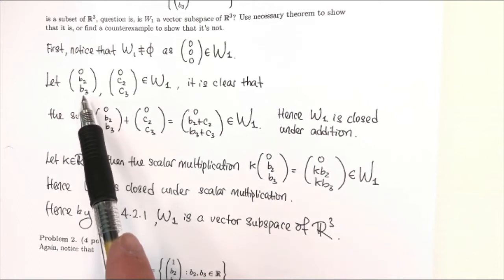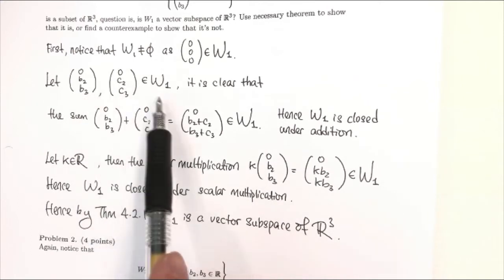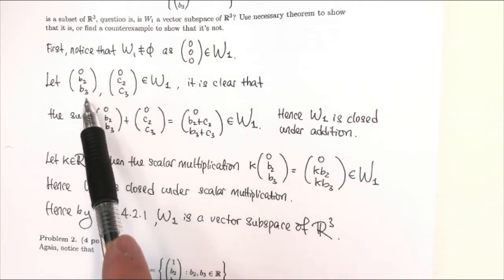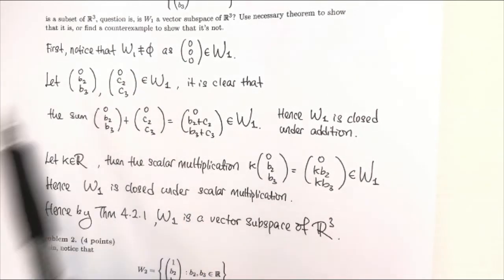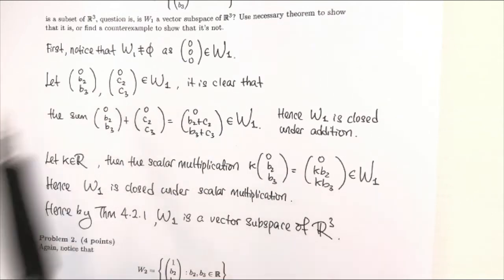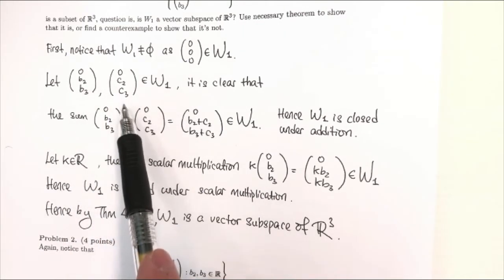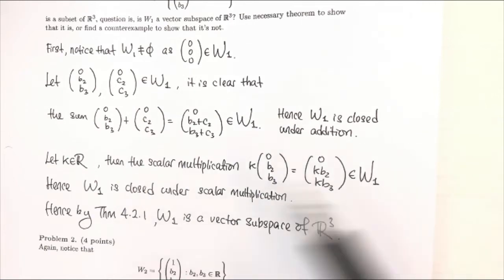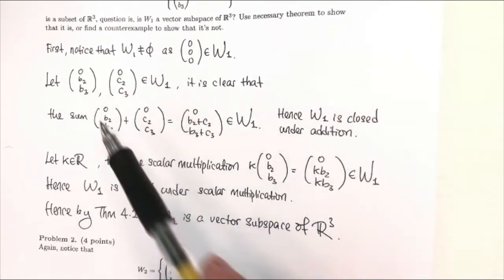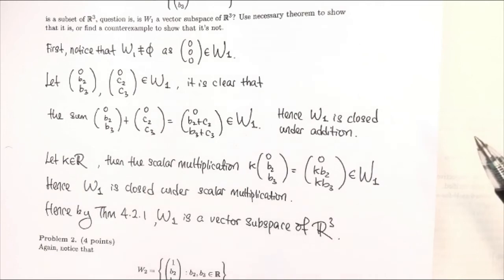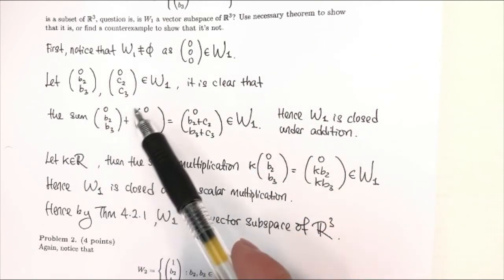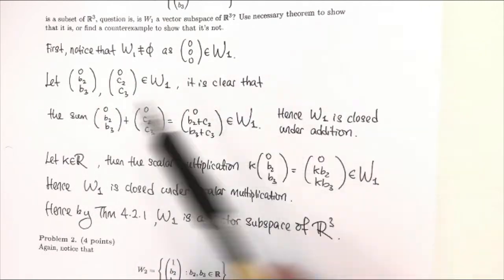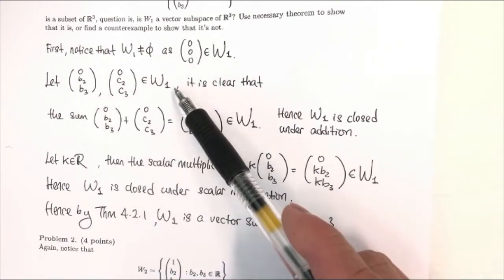So suppose I have two different elements from W1. Let's call one (0, B2, B3) and let's call another one (0, C2, C3). Now, I make no particular assumptions on B2, B3, C2, C3. They are just any real numbers, okay? If I say that B3 is 0 or C3 has to be 1, then I am not making a general argument, okay? So (0, B2, B3) and (0, C2, C3), this is very important here. They are arbitrary real numbers. So these are arbitrary elements from W1.